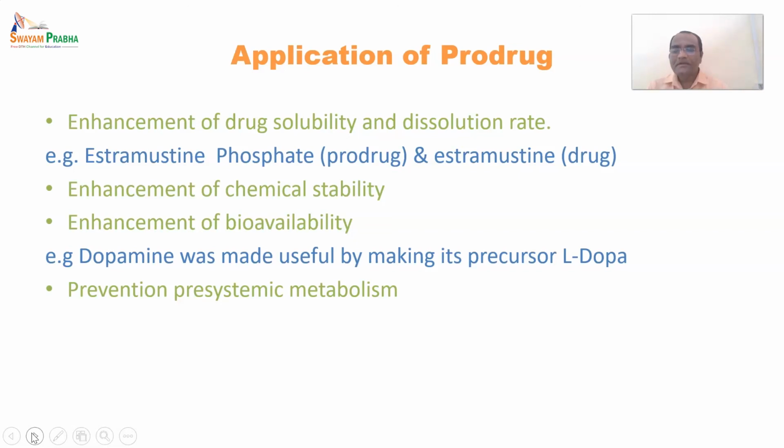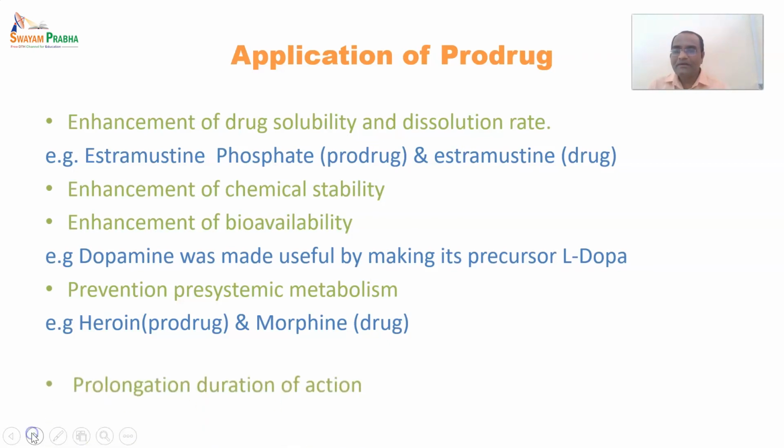Prevention of pre-systemic metabolism. Like heroin, it serves as a prodrug for morphine. Heroin is nothing but a diacetyl derivative of morphine, and this diacetyl derivative does not allow metabolism of the drug. That is like the first pass effect, where the drug is metabolized in the liver rather than going towards a receptor. So it can be prevented.